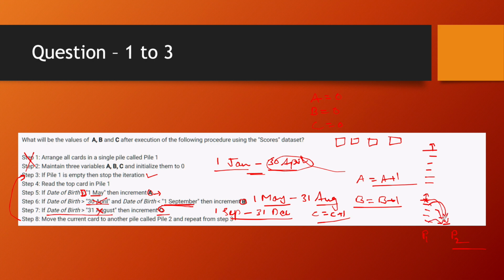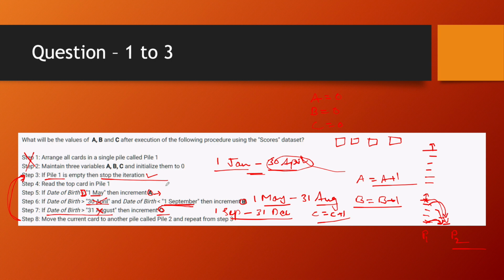until the last card moves to pile 2, wherein you read this card, you do all the steps, then from step 8 you move all the way to step 3, and there you see in pile 1 if there are any more cards. Once the last card moves over to pile 2, your pile 1 is empty, which means you can now stop the iteration. The number of cards in the pile is how many times the iteration will go on, and you will find out the answers for A, B and C.